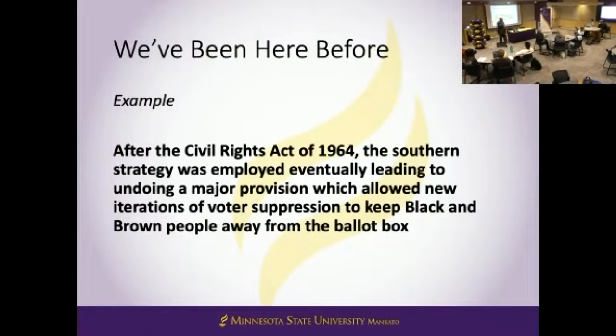Because they took one major provision away just a few years ago, and that's why you see all of these different laws now in certain states that are going right back to these coded ways of keeping people from the ballot box. And so, again, Google that. I'm not going to explain all of that, but that's something that you can Google and start to investigate for yourselves. But my point is that the Southern Strategy, this is what it was.